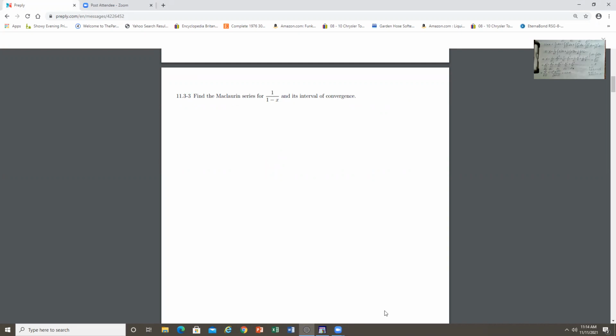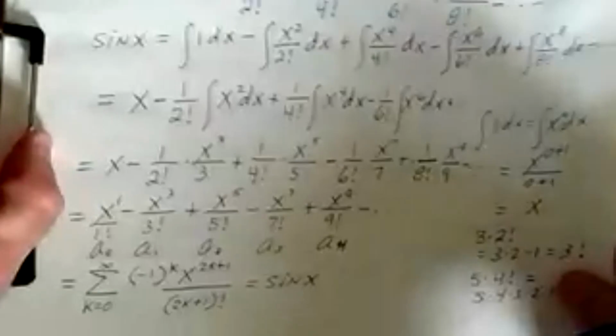All right, now to do this problem here, and this is page number 4. Okay, to do this problem here, 1 over 1 minus x.